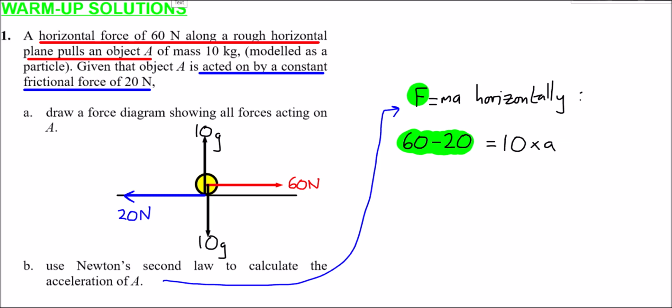And of course, we've been told the mass in the question, it's a mass of 10 kilograms. So 60 minus 20, like I say, is 40. So 40 equals 10a. Therefore, the acceleration will equal 4 meters per second squared on this particle. So that's question 1. Let's now see question 2.